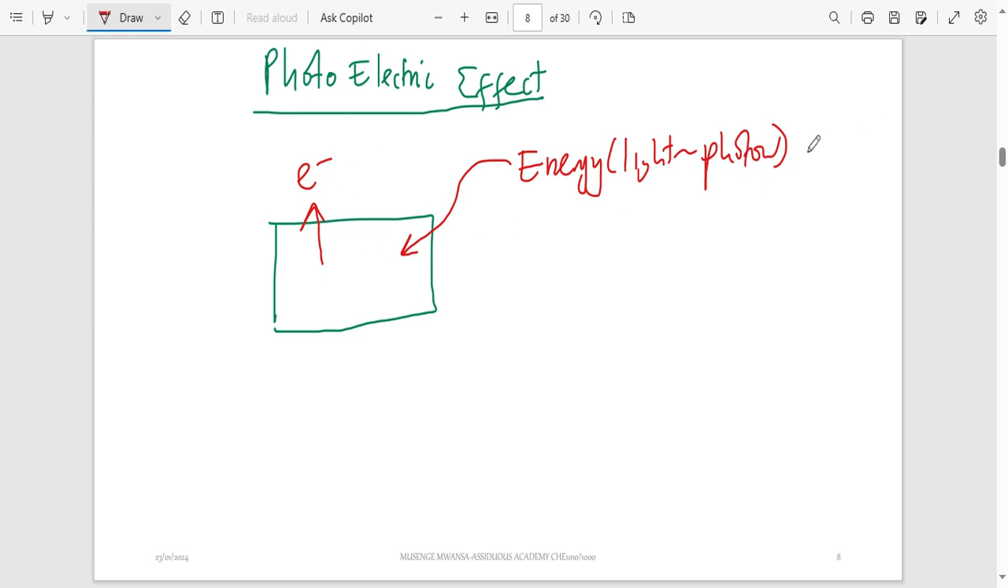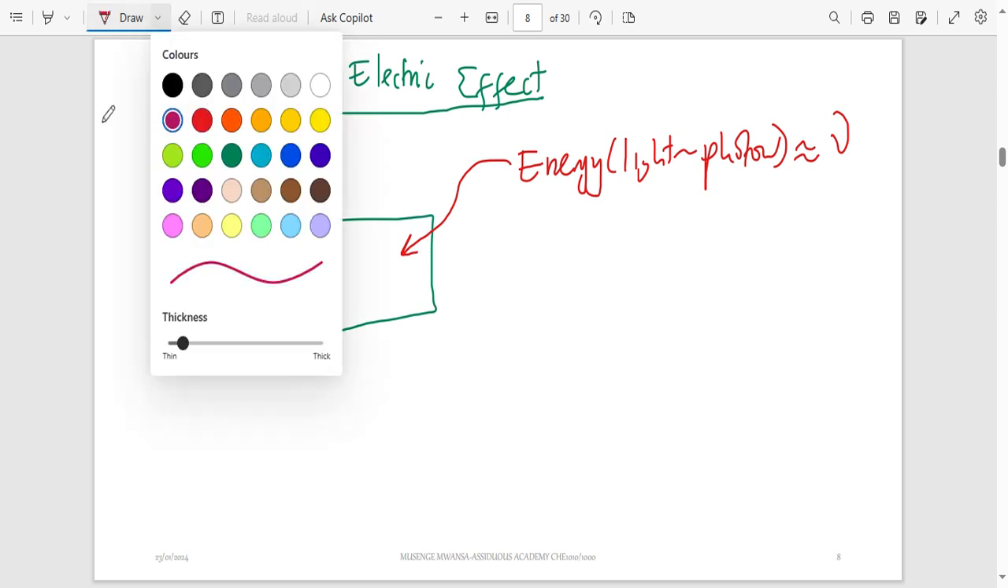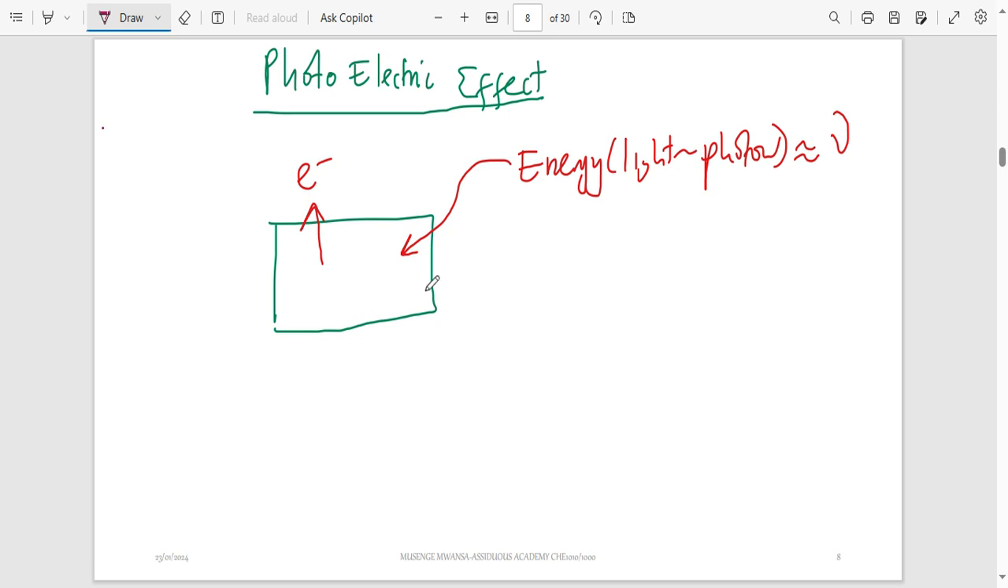Already we've said that energy is actually a wave, meaning that it's going to have a frequency, and frequency is given by the symbol nu. So electrons will only be able to move out of the metal if the energy that is hitting the surface of this metal meets a minimum. The minimum frequency of light that you need to project on the surface of a metal for electrons to be able to move out is known as the threshold frequency. Threshold. It's the smallest.